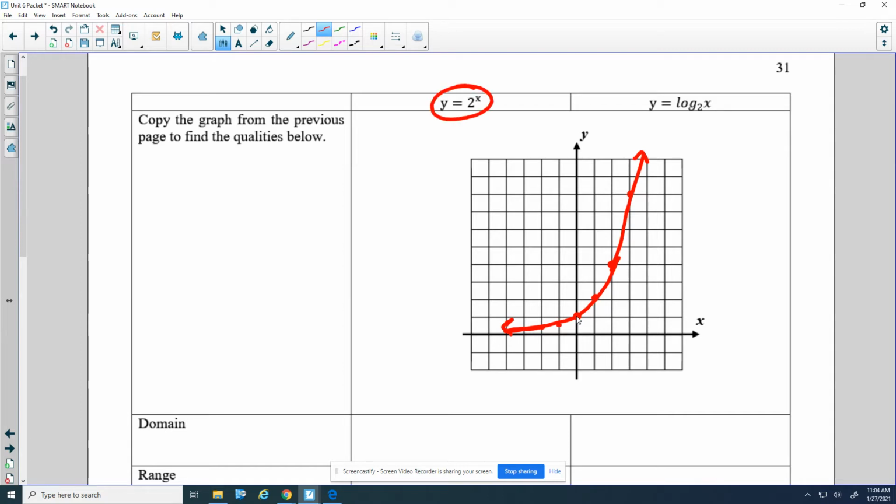So this is my 2 to the x, and then my log base 2 of x, right? We switch the x's and y's. It bends this way. Okay, and that's my graph.